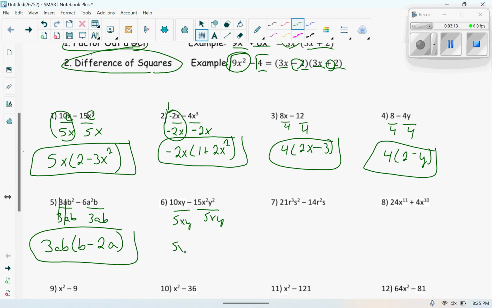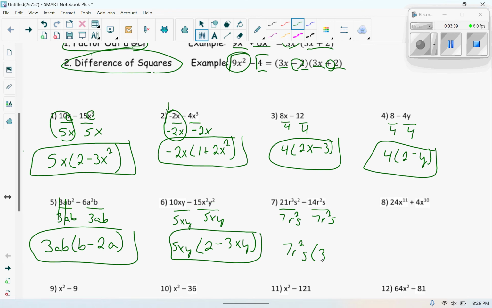And I'm left with 2 for that term, and then minus 3xy for that one. Okay, number 7, I can factor out a 7, and I can also factor out an r squared and an s. So that's going to become my GCF. And then I have 3, let's see, it looks like I have 1 r left over there, and then minus 2. And I believe that is it.